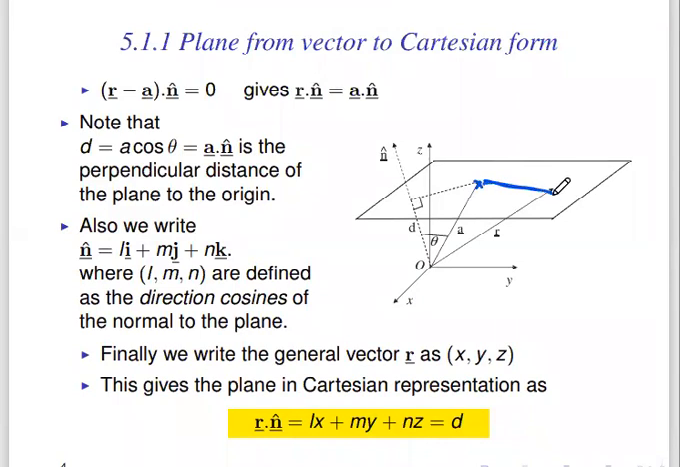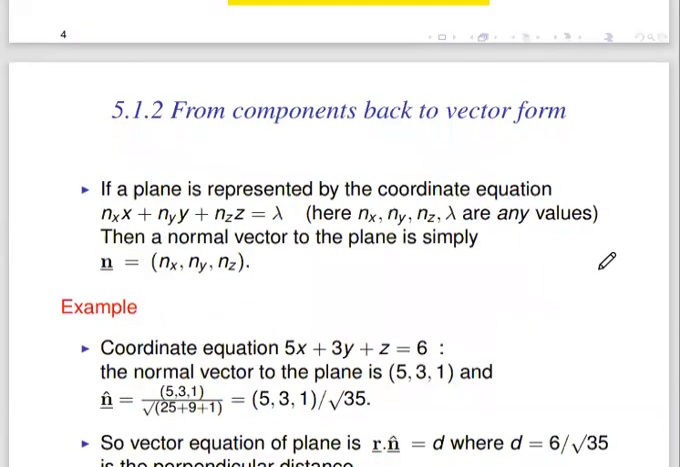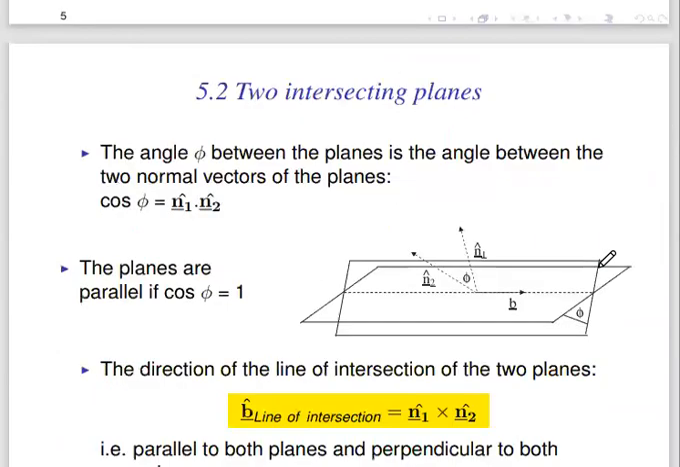So take the dot product. Because this vector and this vector are perpendicular, the dot product is 0. Right? Okay. All right. So like that you can find the equation of the plane. Yeah, we discussed that last time.